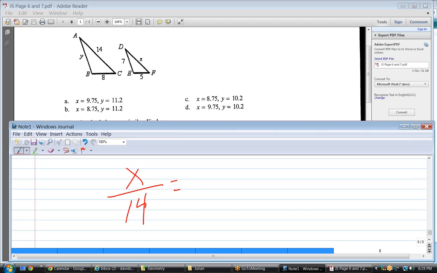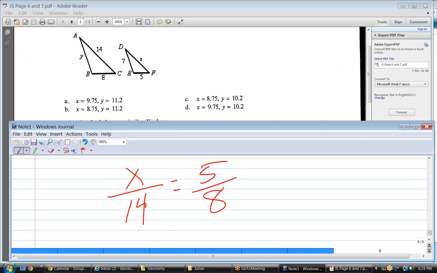Wait, so do I solve y now, or...? No, I'm sorry, I should have said. Set up the ratio to solve for x, and then we'll attempt. Oh, okay. So equals 5 over 8? Okay. Now, notice why this is easier to solve than if you had x in the denominator. This is solvable by multiplying by 14.